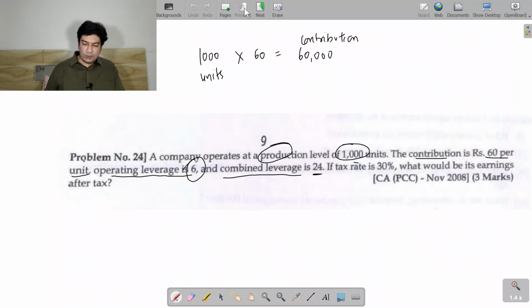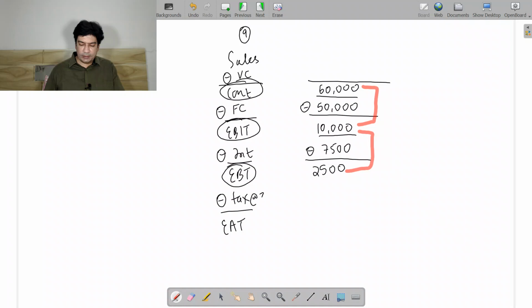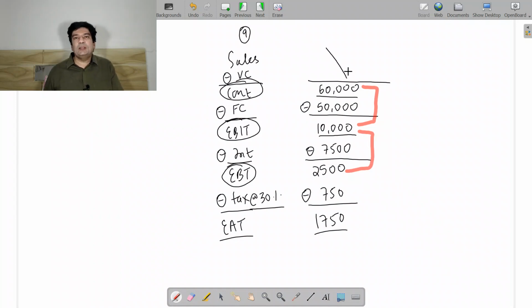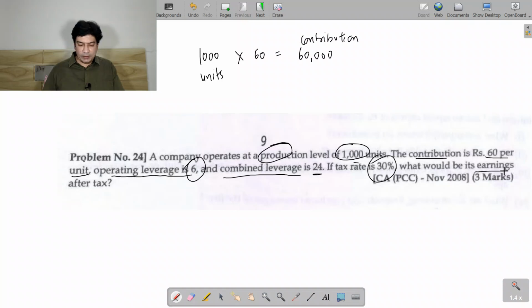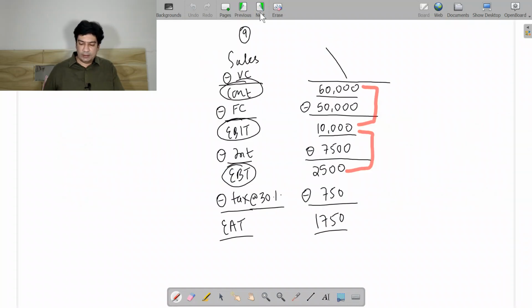They have given you the tax rate to be 30%. So on 2,500 at 30%, 750 will be the tax. And 2,500 minus 750, so 1,750 will be our earning after tax. So I think we have found the answer. What would be the earnings after tax? It will be 1,750.